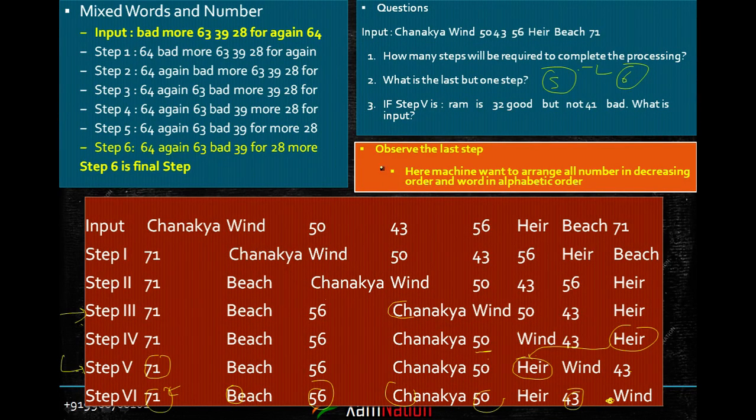Now, the third question is, if step 5 is RAM is 32 good but not 41 bad, what is the input? So remember, in this type of question, you cannot tell what the input is, or what would be the previous step. That also you cannot tell, because RAM is 32 bit not 41 bad. You don't know what would come before that, what would be the input.